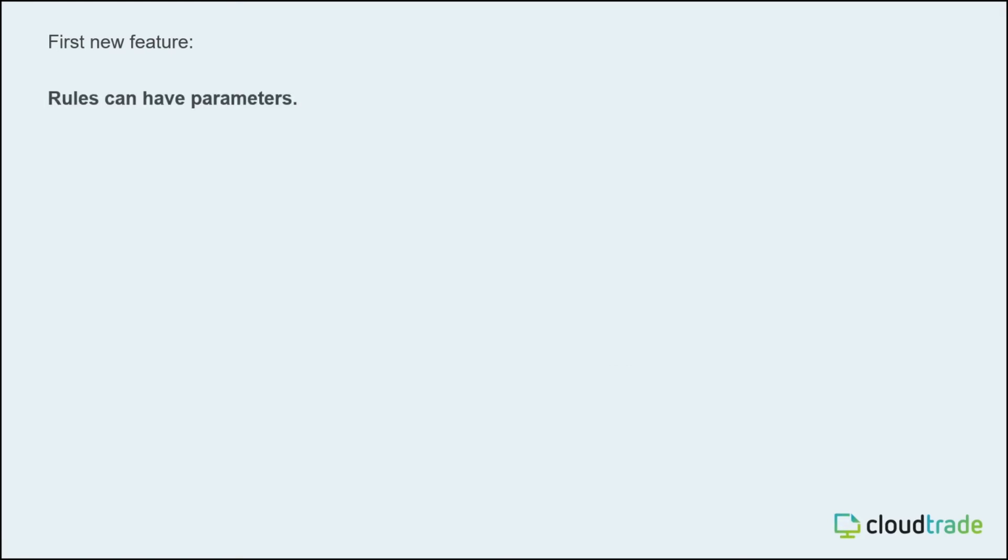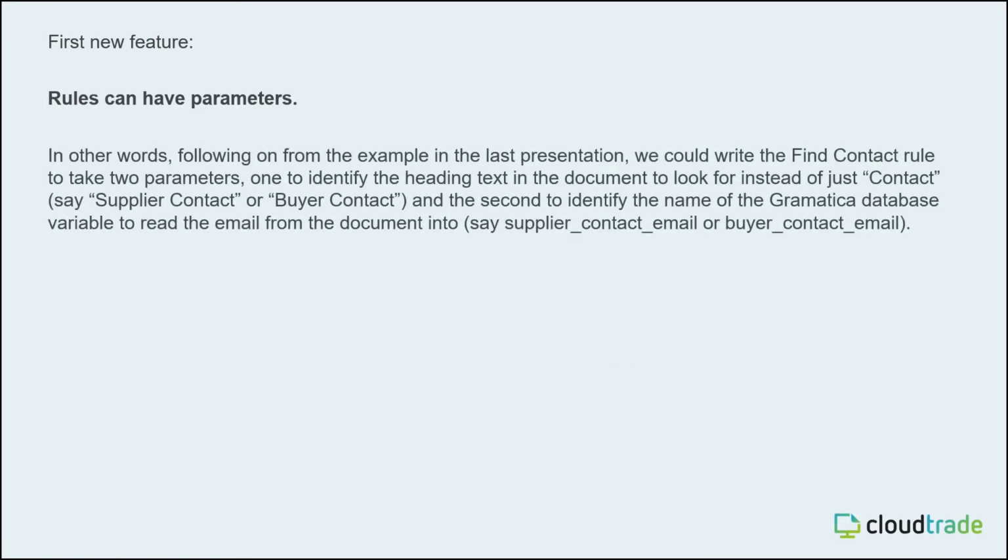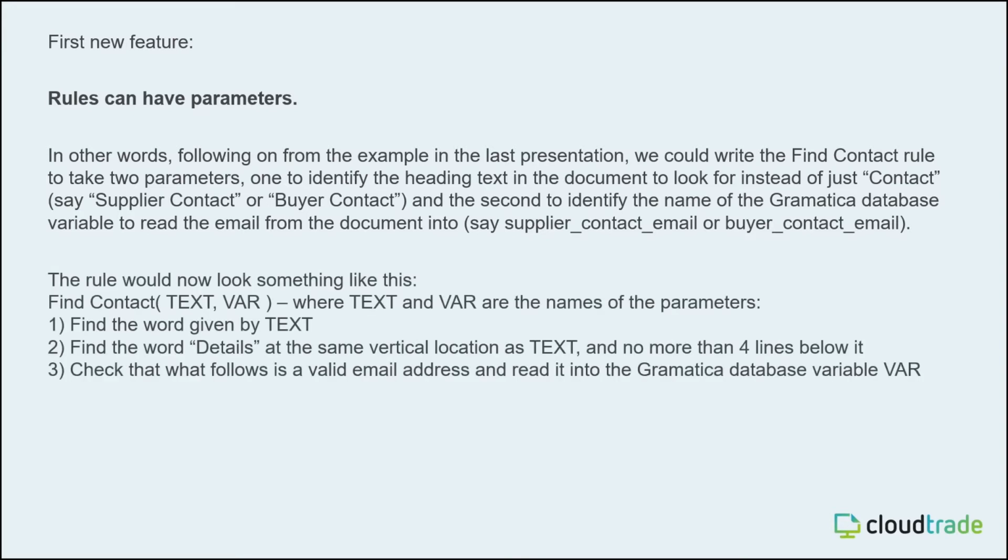Rules can have parameters. In other words, following on from the example in the last presentation, we could write find contact to take two parameters, one to identify the heading text instead of just looking for contact, and the second to give the name of the Grammatica database variable to read the email from the document into, say supplier contact email or buyer contact email. That rule would now look something like this.